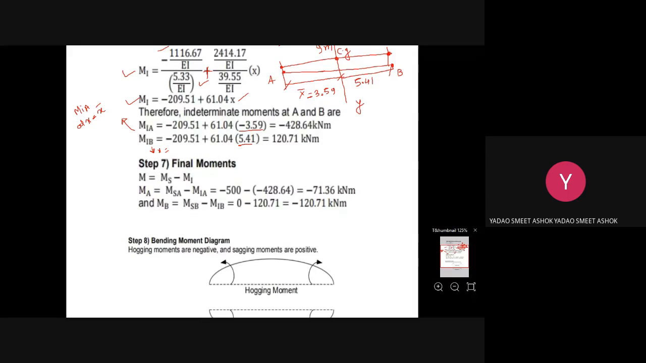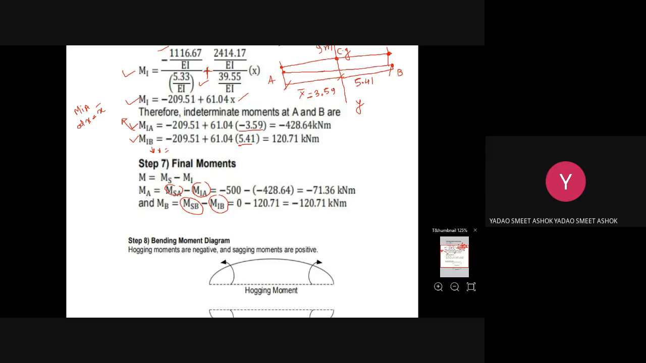Okay, so Ms is nothing but MSA and MSB. These are the statically determinate moments at A and B, and MIA and MIB are the statically indeterminate moments at A and B. Using the column analogy equations, you will get the indeterminate moment, not the determinate moment. And how will you get the determinate moment?